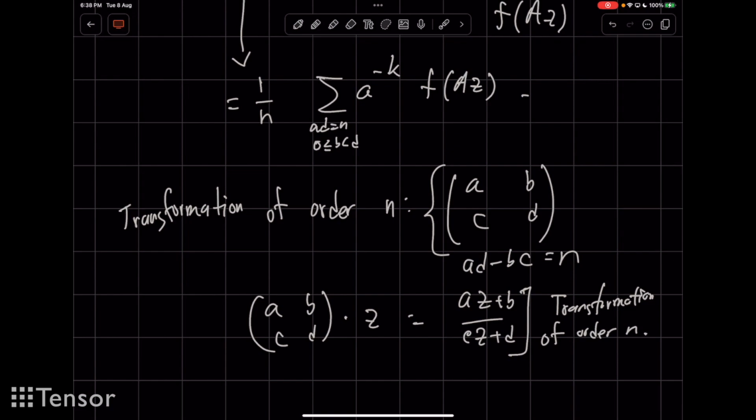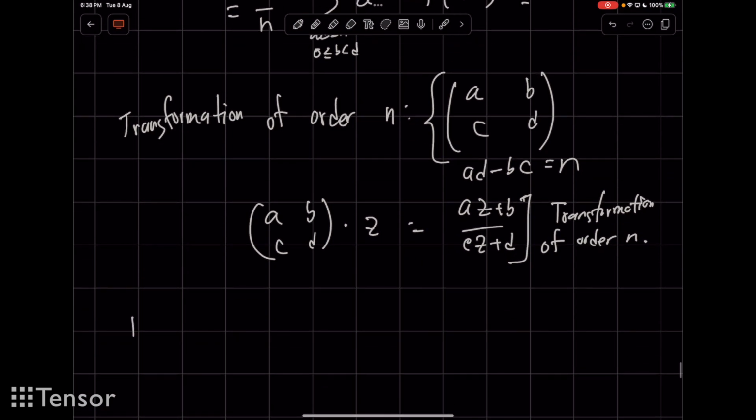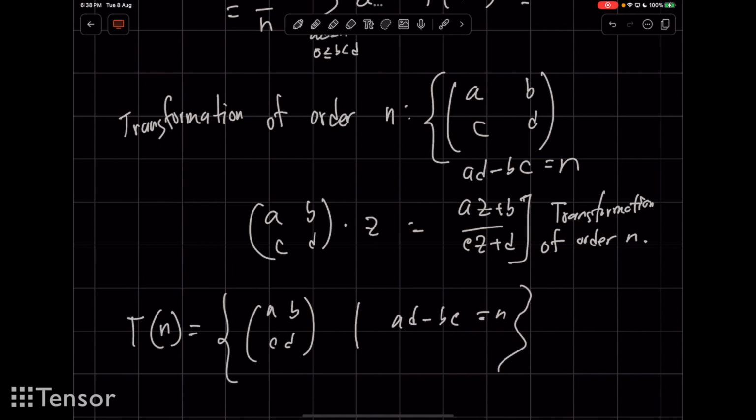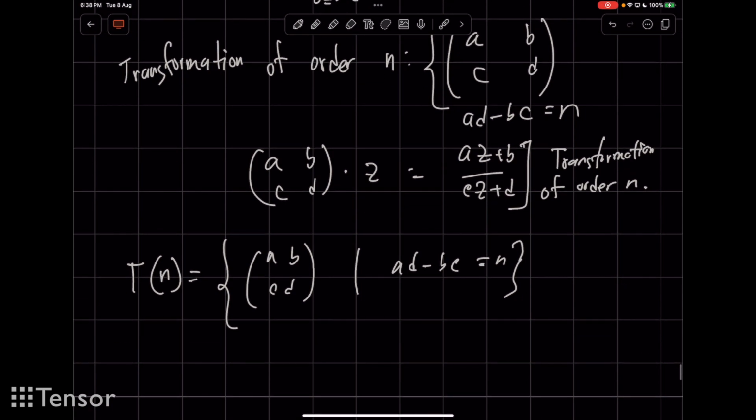And also we can form the set of all those transformations. So let gamma of n be equal to all the matrices a, b, c, d such that ad minus bc equals n. So as usual, gamma of 1 is our favorite group, SL2Z. Also, these a, b, c, d are integers.